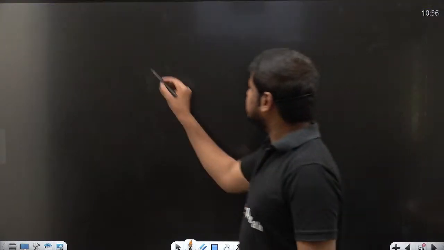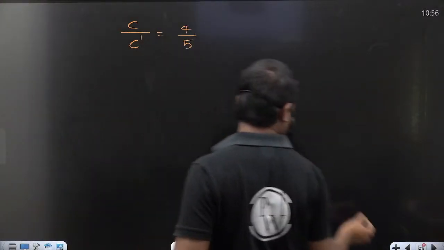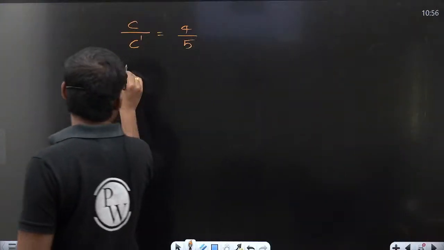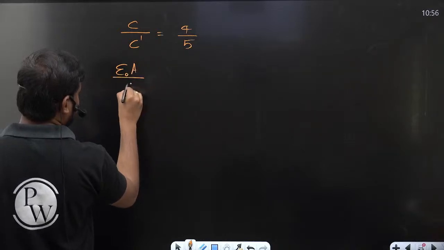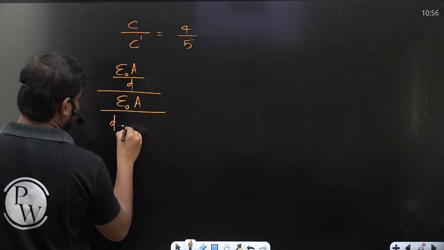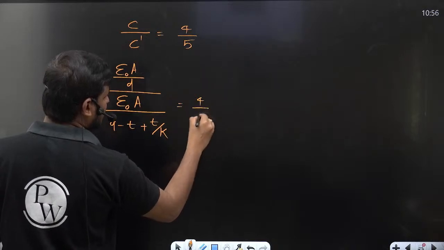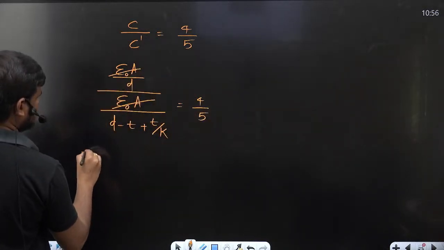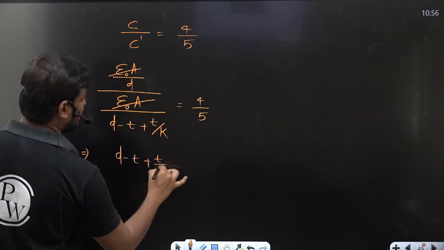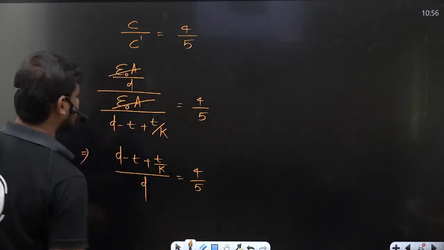We got C by C dash is equal to 4 by 5. So substitute the values. C is epsilon naught A by D, divided by C dash, which is epsilon naught A by D minus T plus T by K, equal to 4 by 5. Now do the calculations. So D minus T plus T by K is equal to 5 by 4 of D. Then substitute the values.